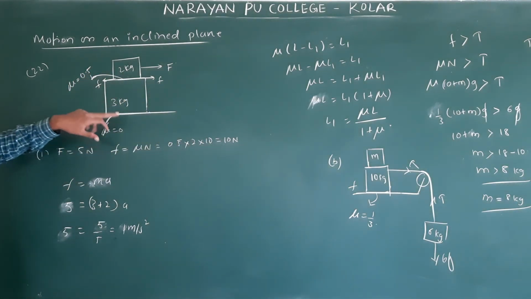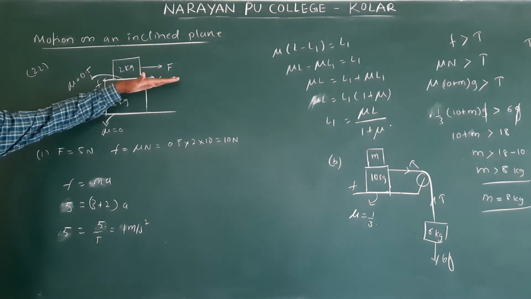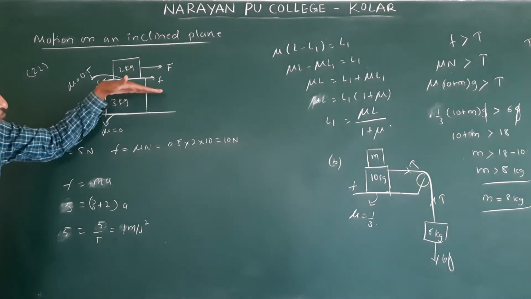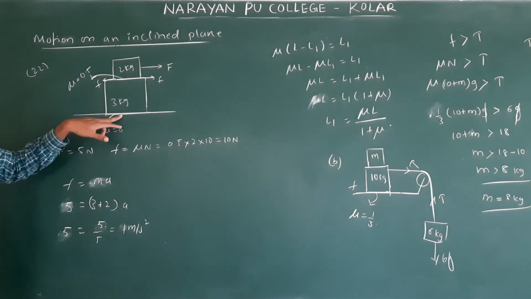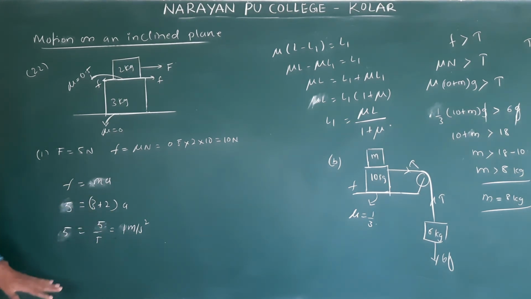Clear? So on the 3 kg block, friction is acting in the forward direction. This friction pulls in the forward direction because below there is no friction, it is a smooth surface. So that's why 5 newtons is pulling both objects. 5 is equal to total mass into a, which causes acceleration. Then we have done, we got 1 meter per second square.